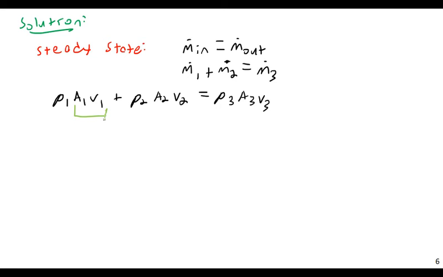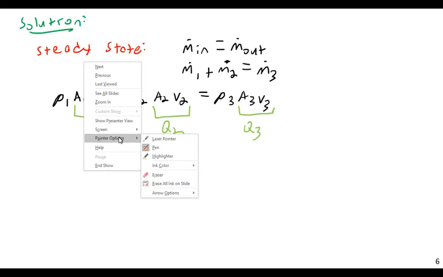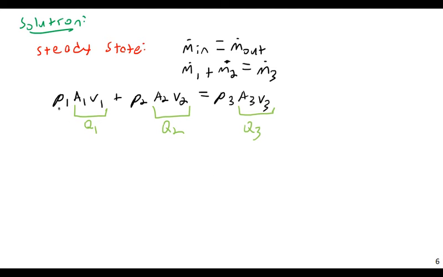Anyway, so we can realize that this one is Q1, Q2, and this one is Q3. And so then I can rewrite this. I can also say that rho 1 is rho water, and rho 2 is rho alcohol. So I could write this as rho water times Q1 plus rho A, I'm going to let rho A be rho alcohol, times Q2 equals rho mix times Q3.